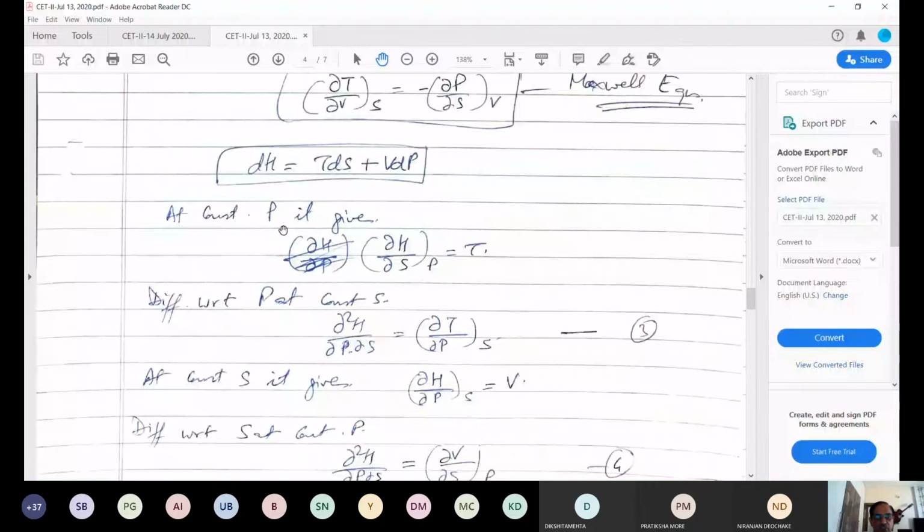So dH is equal to TdS plus VdP. At constant P, dP will become 0, and what we'll get is ∂H/∂S at constant P is equal to temperature. Then we take the differential with respect to pressure at constant entropy, because you see H is a function of entropy and pressure. One time we take constant pressure, other time we take constant entropy. So what we get is ∂²H/∂P∂S equal to ∂T/∂P at constant entropy.